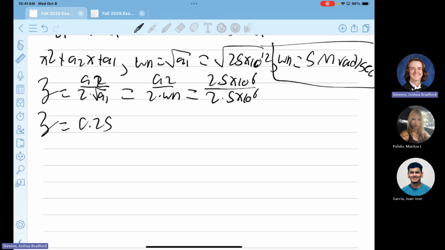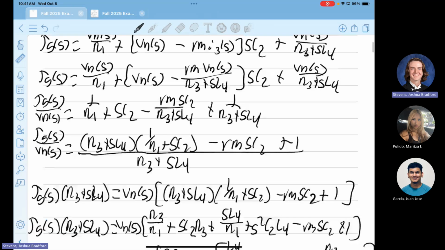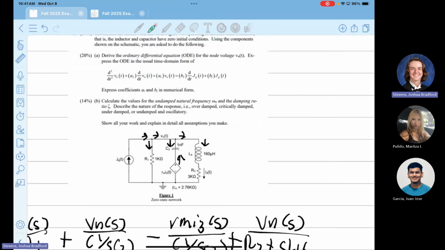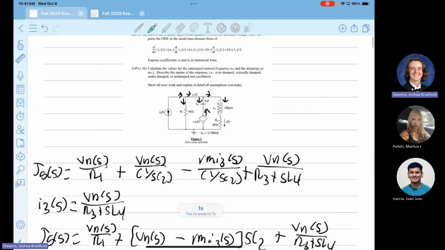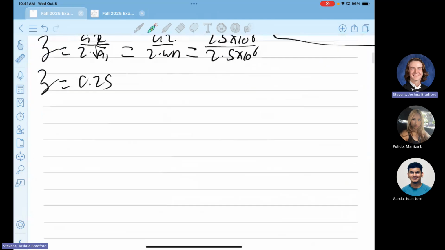Now, can anybody tell me, there was one other caveat with this question. I'm going to scroll up. Has everybody got the answer on that? Okay. Describe the nature of this response. Overdamped, critically damped, underdamped. Or undamped or oscillatory. These are technically the same thing. Don't be fooled. Can anybody tell me if zeta equals 0.25 is undamped, underdamped, critically damped, or overdamped?